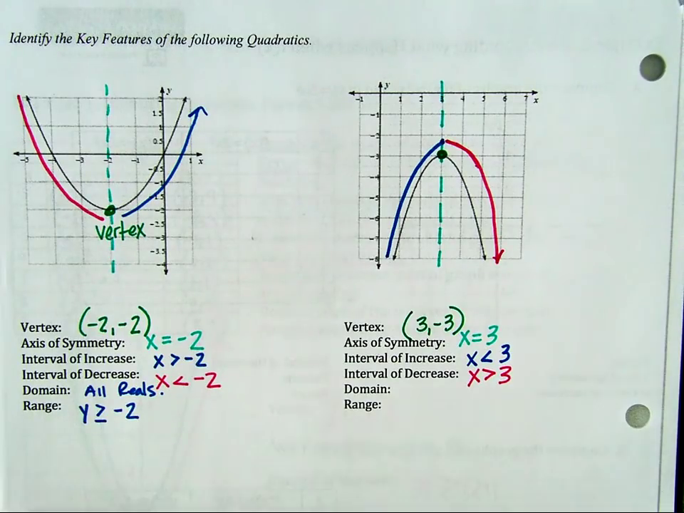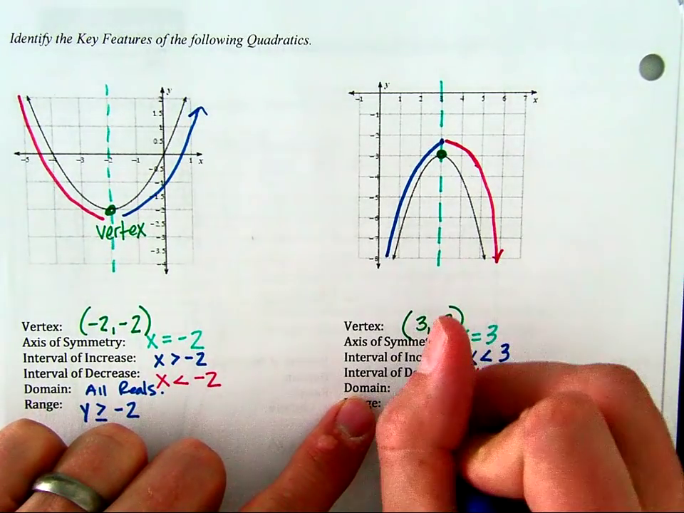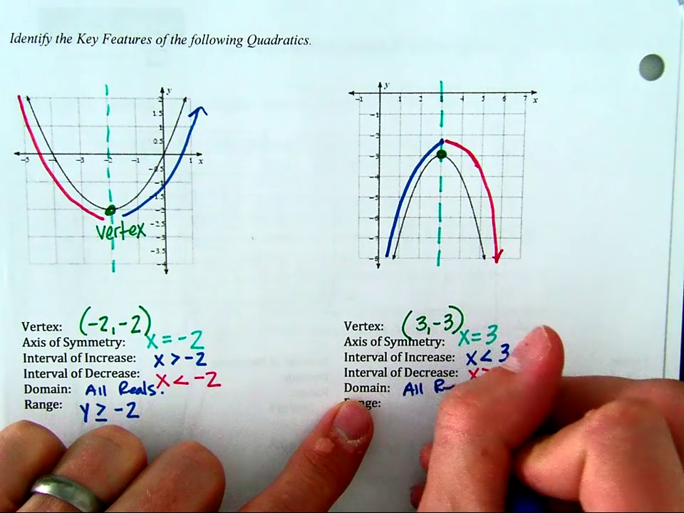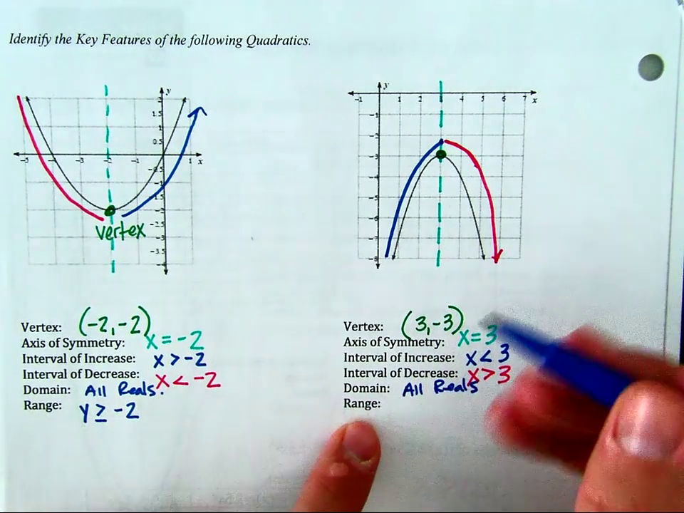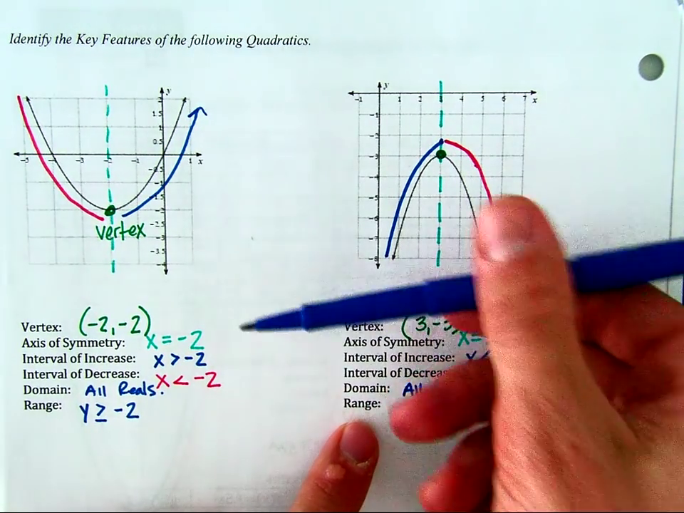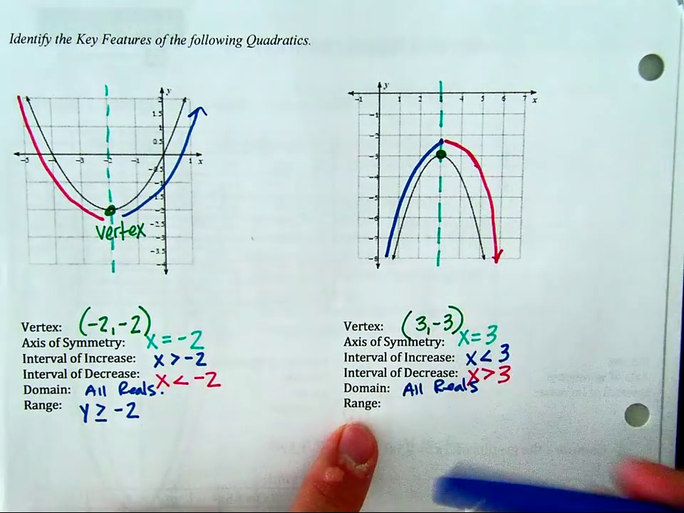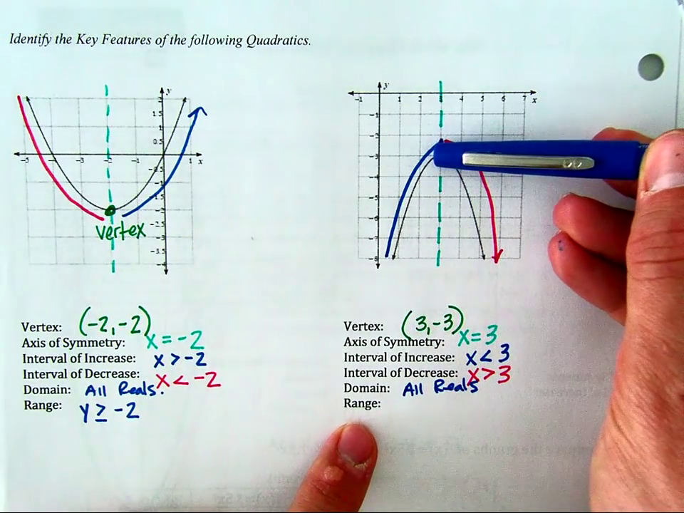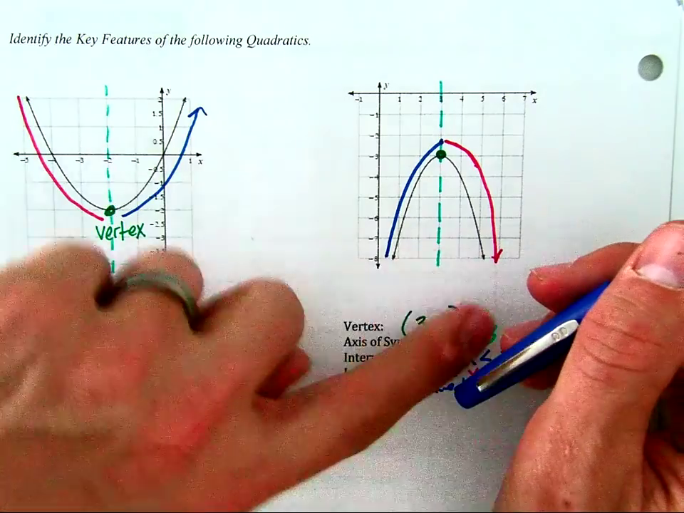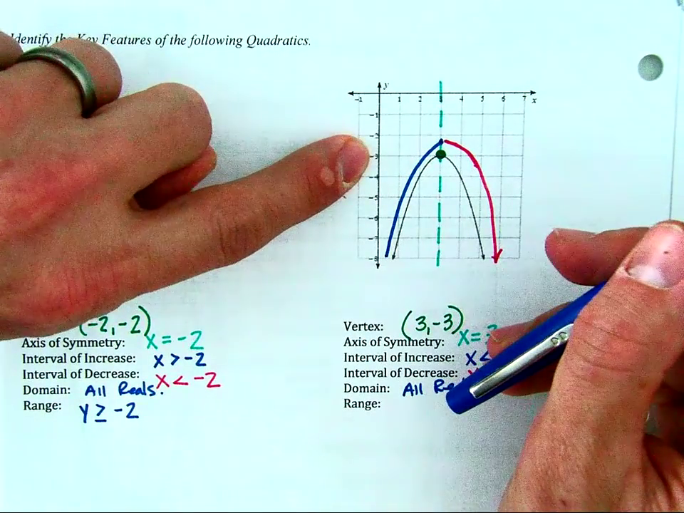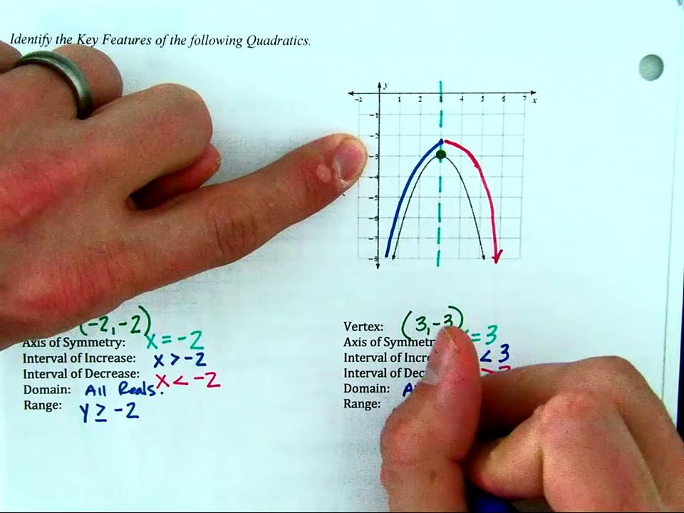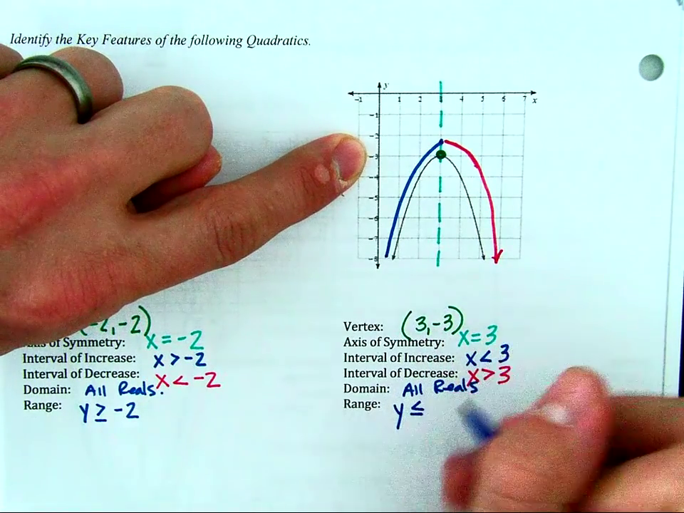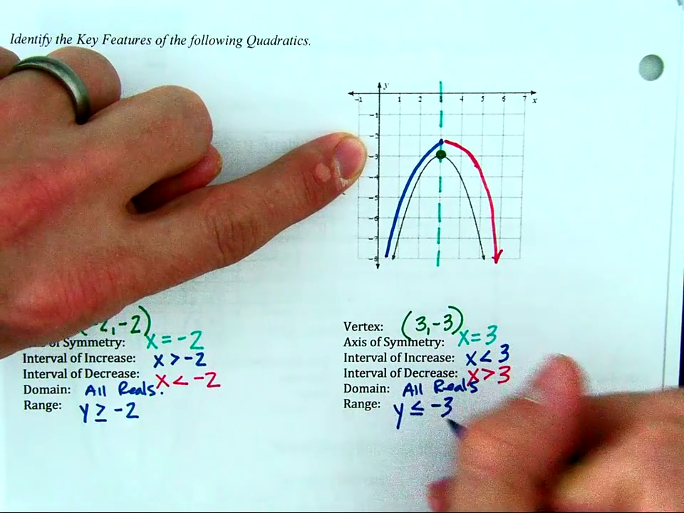Now, once again, the domain is still all reals, but this time the range lists the y values. We don't have a table of values, but I can see that the highest point of the graph is right here. So on my graph, the y values do not go higher than -3. So we say our range is y is less than or equal to -3. Notice the difference.